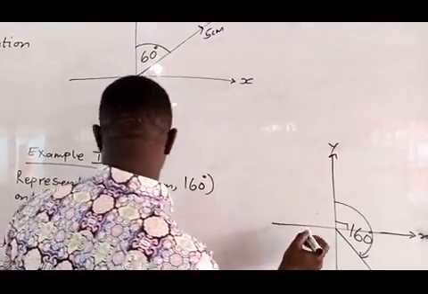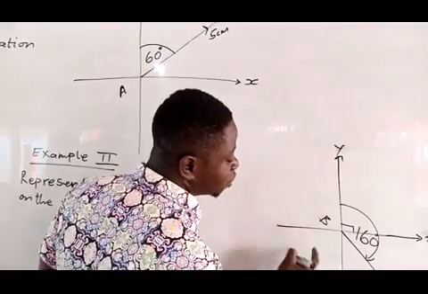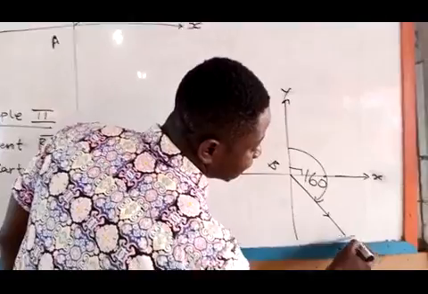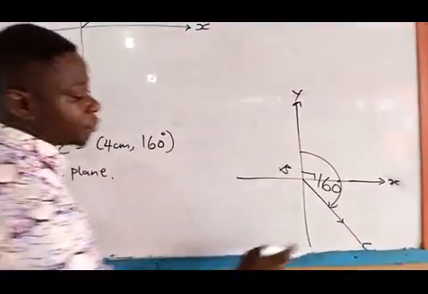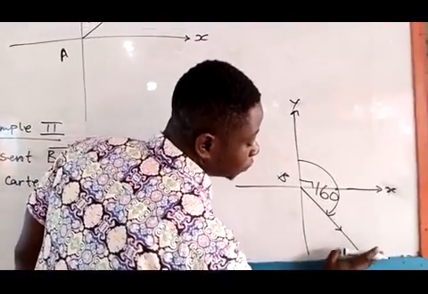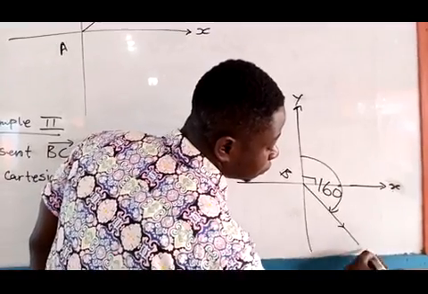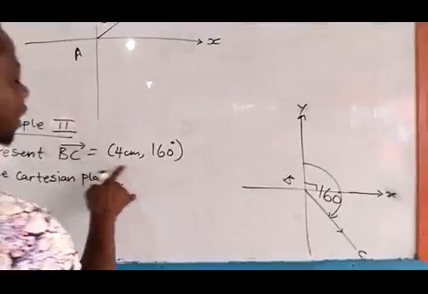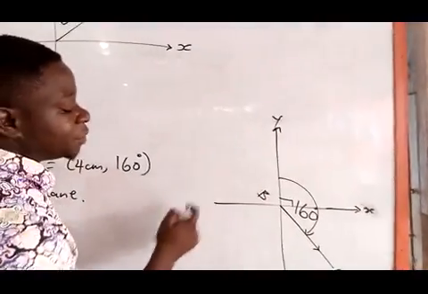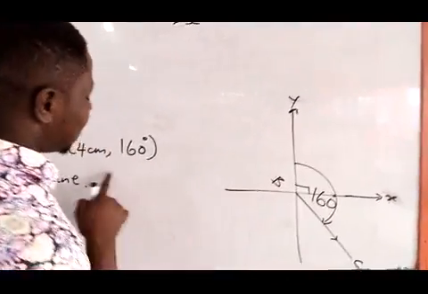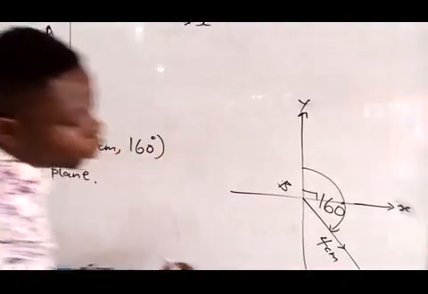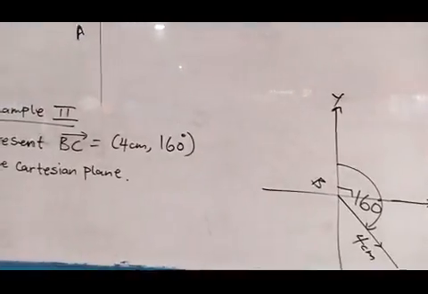And then we are told to find the vector BC. So this is where the B is. That is our vector notation. And this is our C. Alright, so that is it. Now we know it is 4 centimeters. That is the distance between B and C is 4 centimeters. So then the distance is 4 centimeters. That is how it is shown on the Cartesian plane.